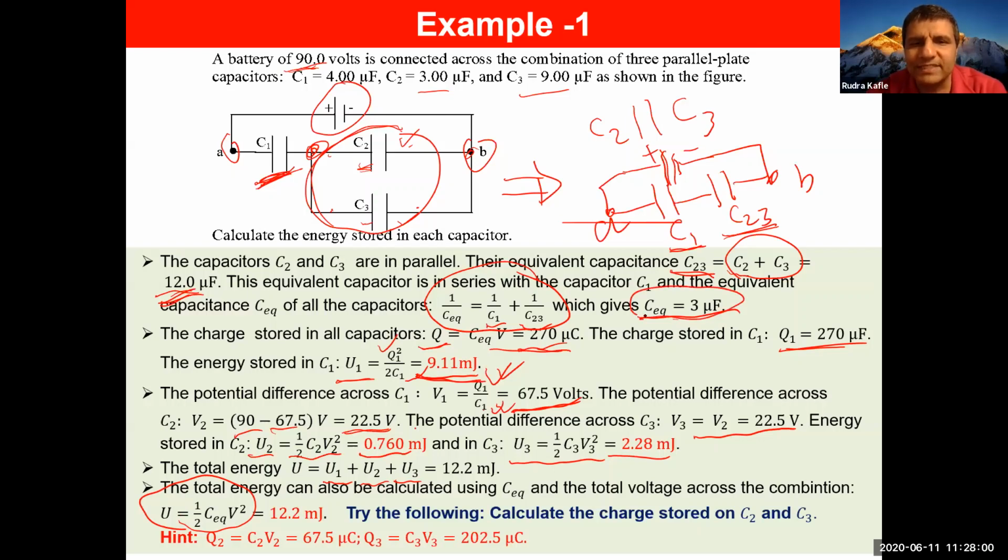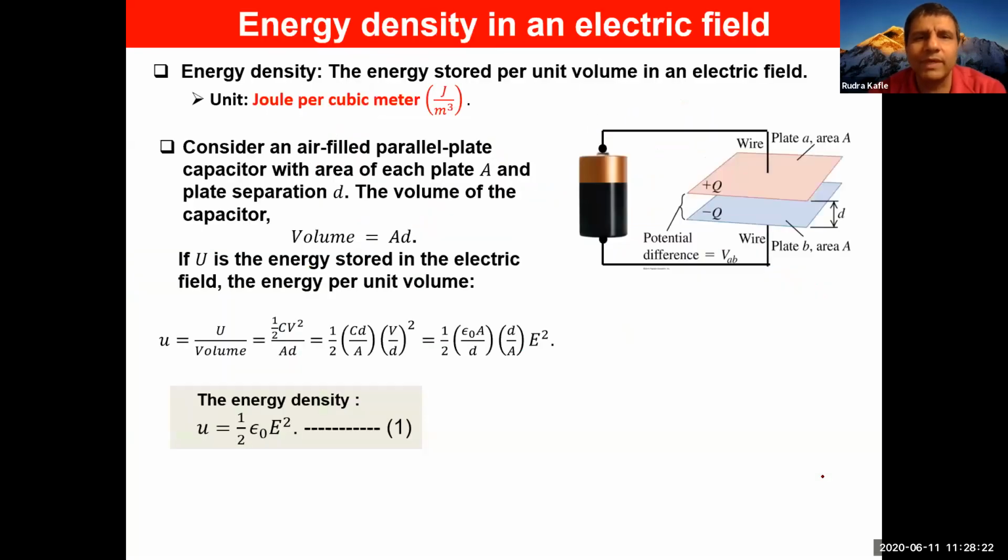That is the equivalent capacitance for the whole circuit, right? And V, for the whole circuit, we have supplied the potential difference of 90 volt, right? So see, that number comes to be the same as that number, okay? So you can try this question, calculate the charge stored in C2 and C3. Please try. I have given the answers here, okay?